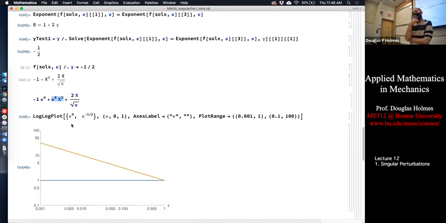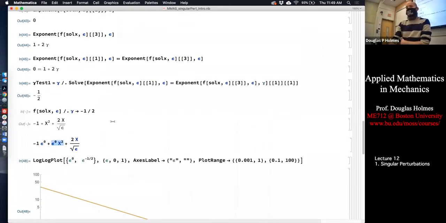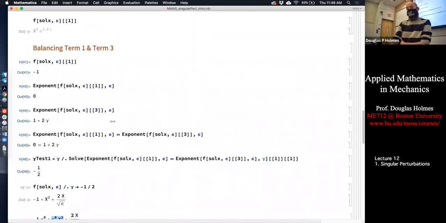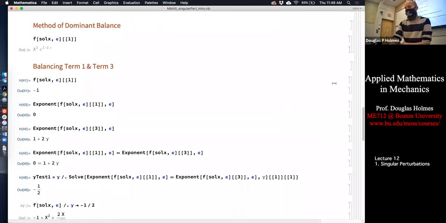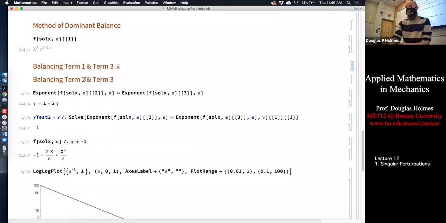This probably will make more sense as we go through the next balance. It's probably easier to understand why this doesn't work if I can show you what happens when it does work. So let's move on to the next balance. Let's put a pin in this for just a second and say, okay, that term is always small compared to this term, and we didn't want that. So let's look at our second option, which is balancing the second term with the third term.